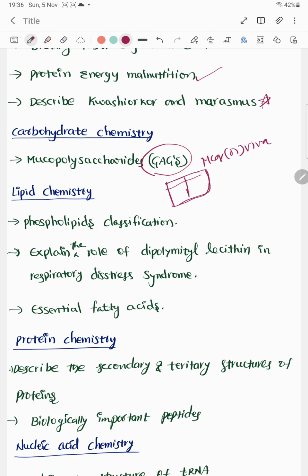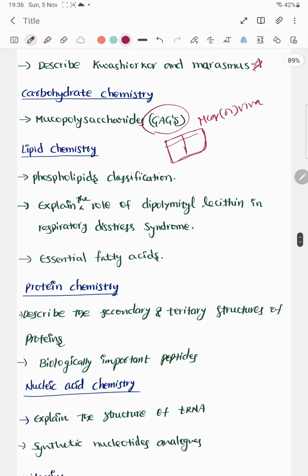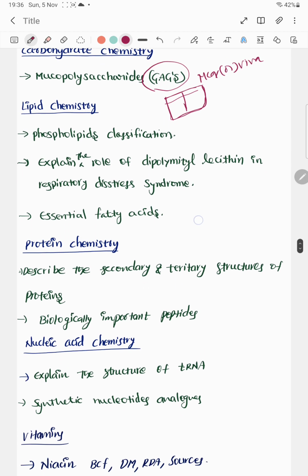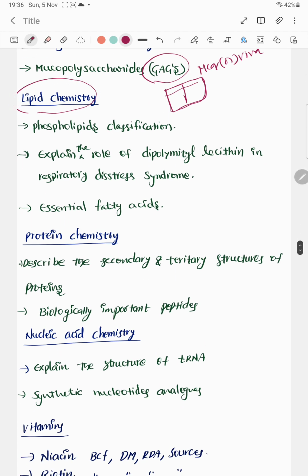You can draw the same table in the exam. You can get at least 3.5 to 4 marks for a short question. And move on to lipid chemistry. From lipid chemistry, phospholipid classification is very important, so tick mark, like star mark.